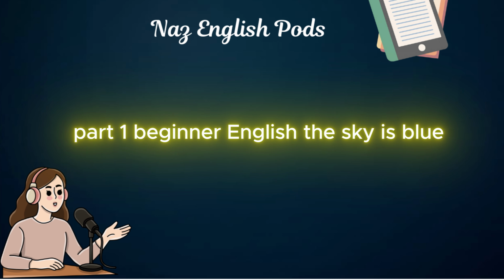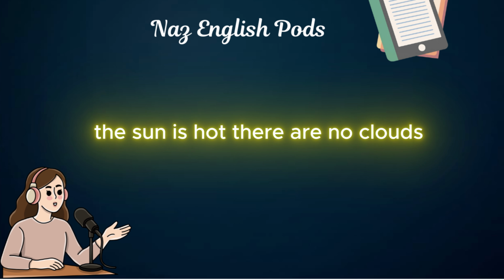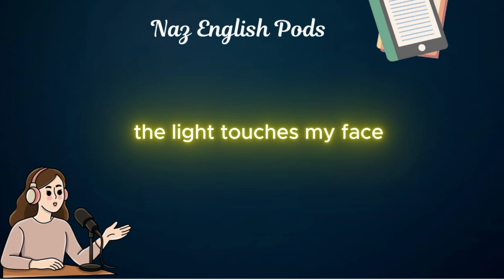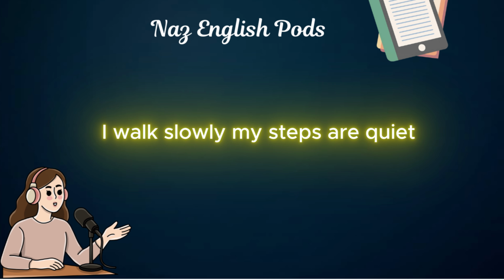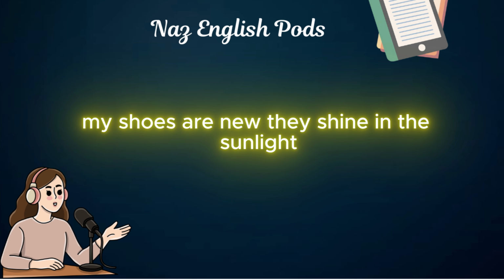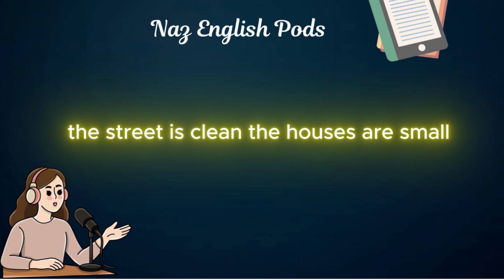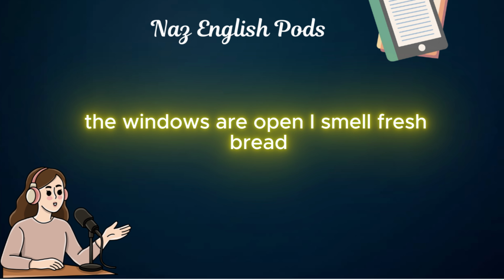Part 1, Beginner English. The sky is blue. The sun is hot. There are no clouds. The light touches my face. I walk slowly. My steps are quiet. My shoes are new. They shine in the sunlight. The street is clean. The houses are small. The windows are open. I smell fresh bread.